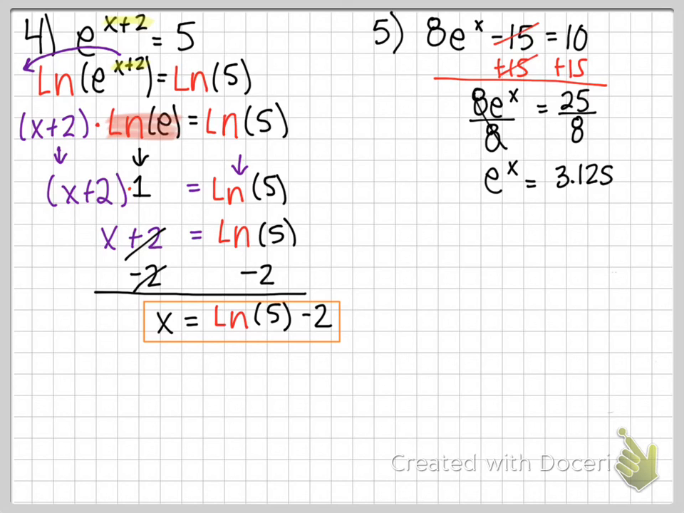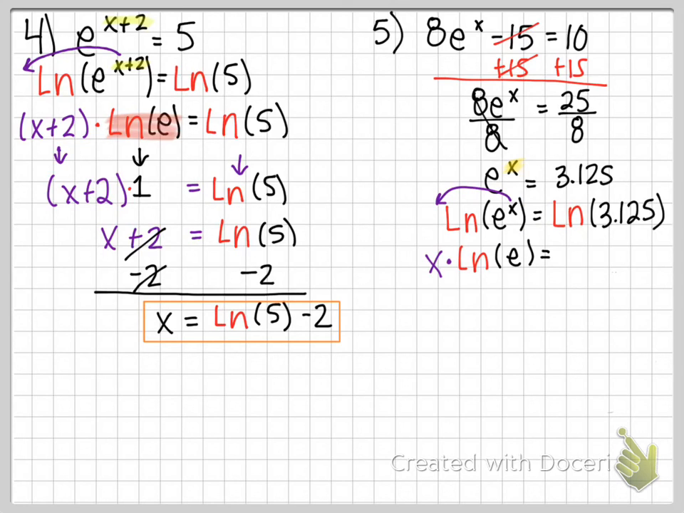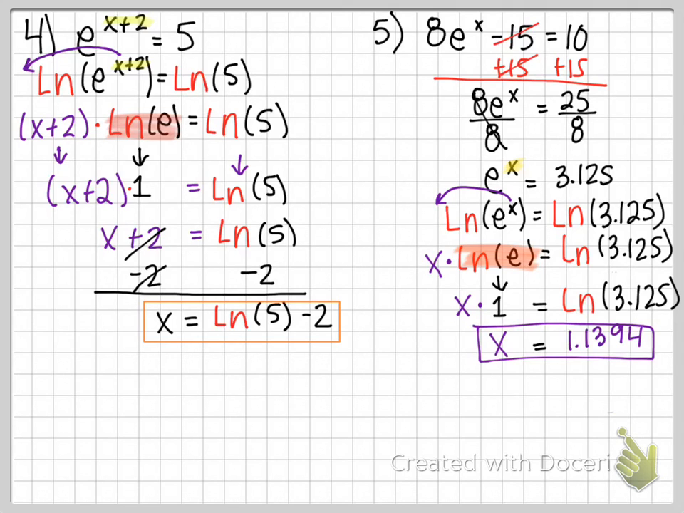Okay, so now we're going to take the natural log, the ln of both sides. So we have ln e to the x equals ln of 3.125. And then remember that x needs to be brought down, so x times ln of e equals ln of 3.125. What's ln of e? That equals 1. So x times 1 equals the natural log of 3.125. Well, x times 1, anything times 1 is just itself. So that's your answer. x equals ln of 3.125.